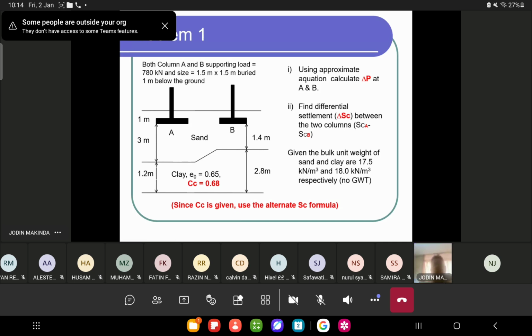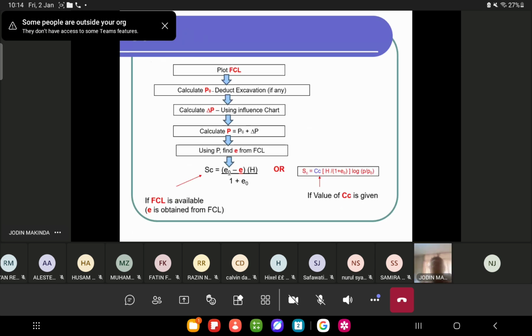How do you solve this problem? Again, we go back to this flow. Every time you face a problem related to consolidation settlement, remember this flow.